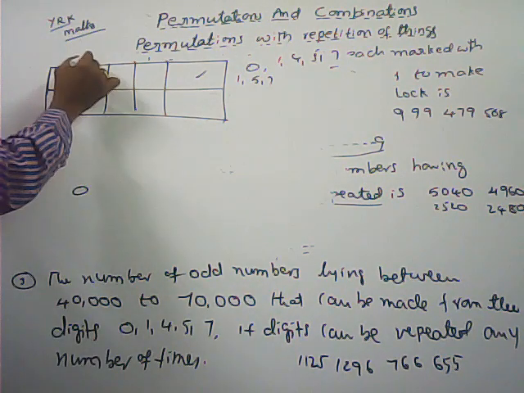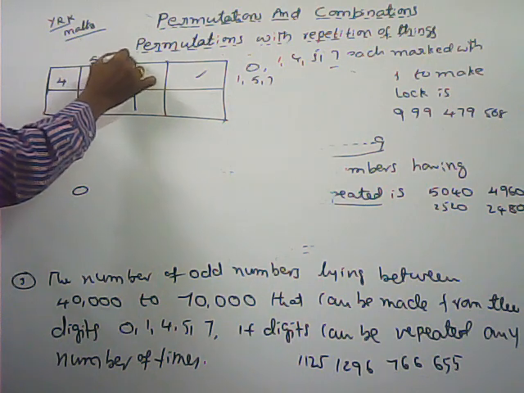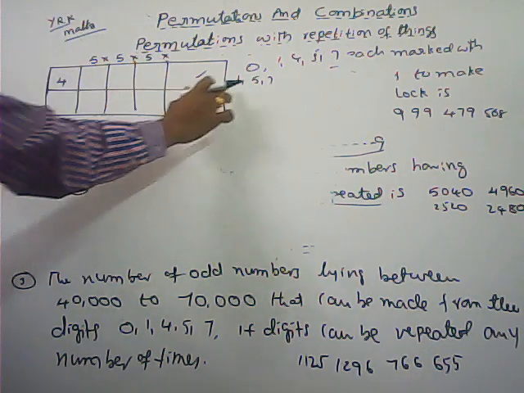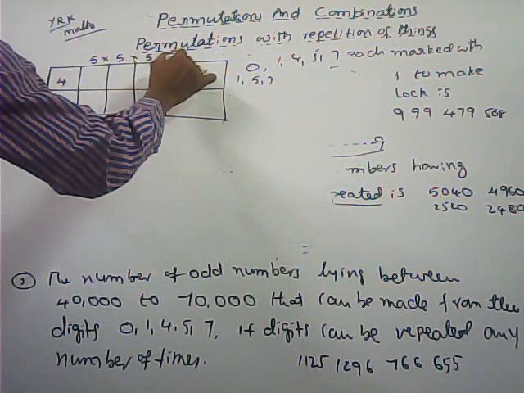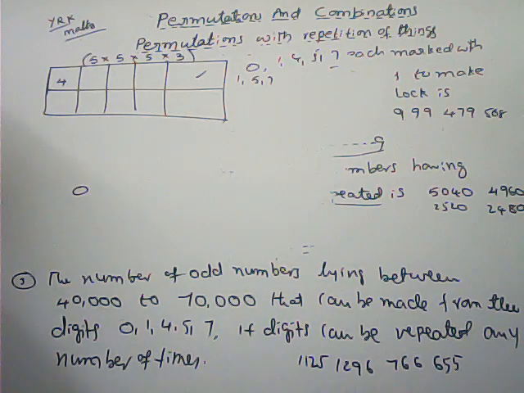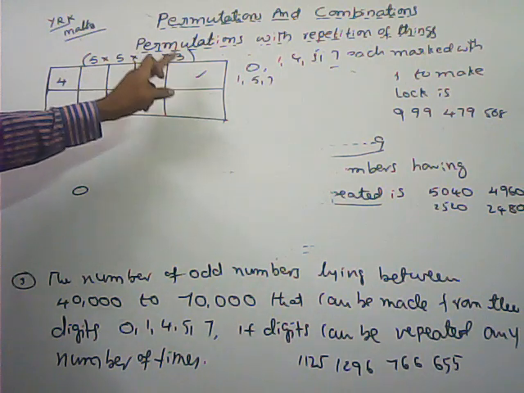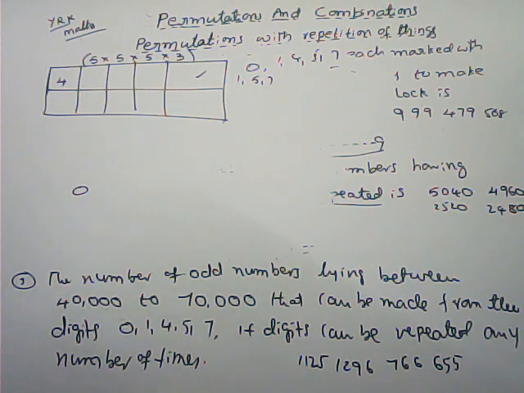So this can be filled with any one of the 5 digits. This is also 5 ways. This is only 3 ways, either 1 or 5 or 7. 3 ways are there. So by filling with all these, here we are keeping either 1 or 5 or 7. So that is more than 40,000 only.